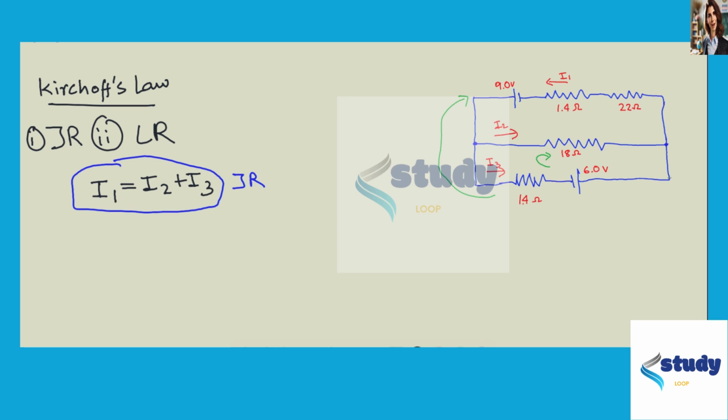Let's first apply our loop rule to the outer loop, which is the bigger one where we have two batteries, and we consider our direction to be counterclockwise. If we start from our lower left corner, we see that the direction of I3 and the direction that we chose are opposite to each other. So that means there'll be a negative sign for I3.